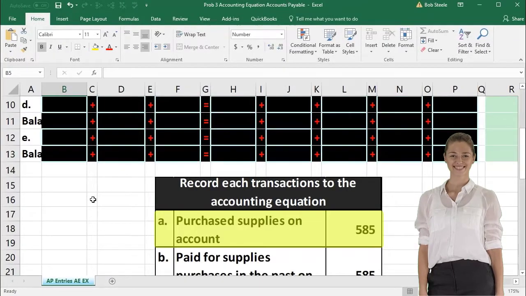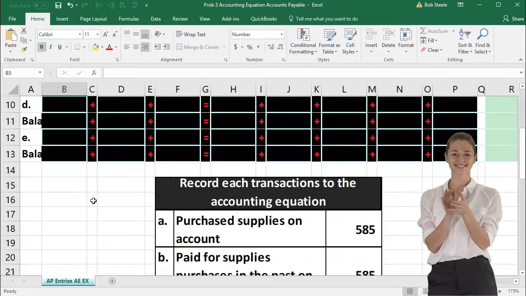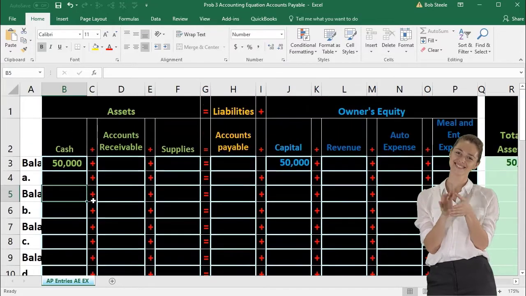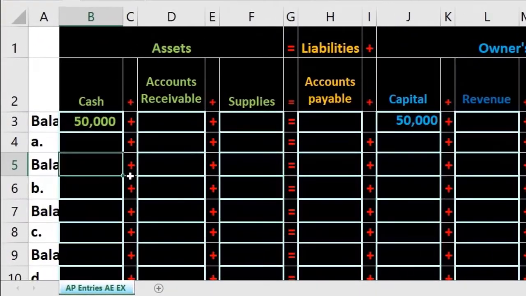A, purchase supplies on account for $585. So the first question we would typically ask is, is cash affected? In this case, we're going to say it's not affected because we purchased the supplies on account. Therefore, we didn't pay cash for it. What we did is we purchased it on accounts payable.